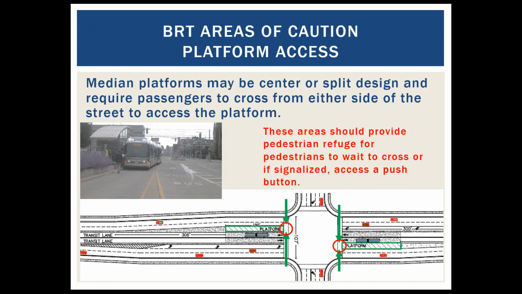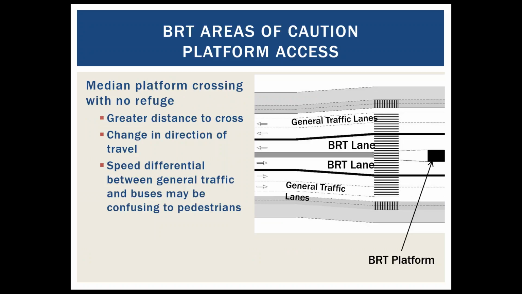They have access to that push button and then they can cross the street. That's similar to one of the slides I showed you. So having that refuge area is critical for really adequate and safe access for this type of configuration. In some locations, you could have unsignalized BRT platform access.